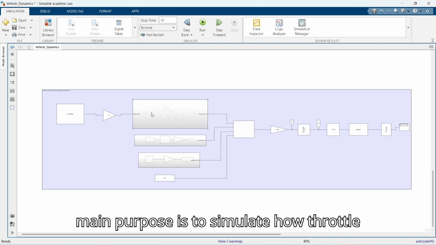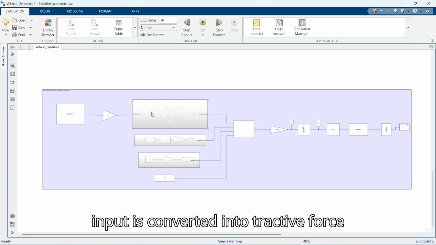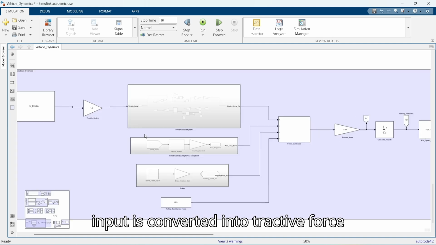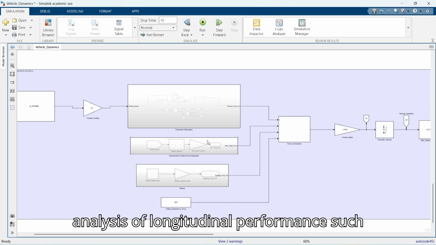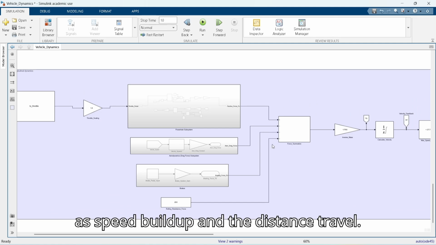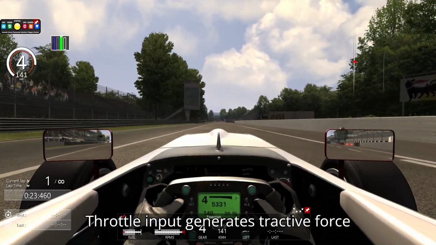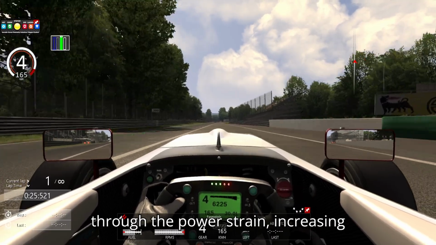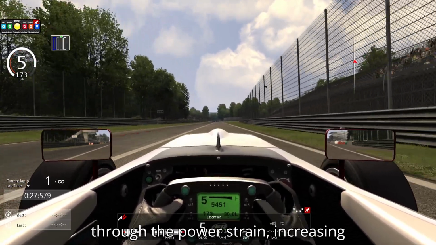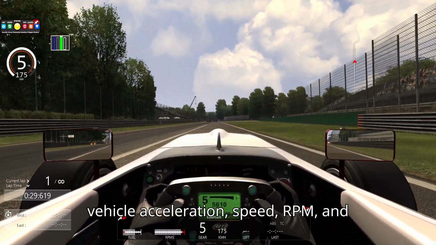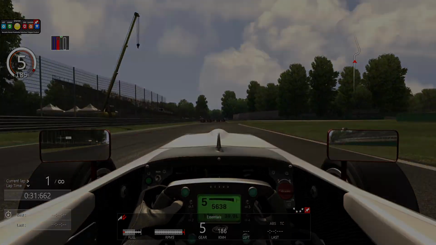This block represents the vehicle powertrain and longitudinal dynamics. Its main purpose is to simulate how throttle input is converted into tractive force and vehicle acceleration, allowing analysis of longitudinal performance such as speed buildup and the distance traveled. Throttle input generates tractive force through the powertrain, increasing vehicle acceleration, speed, RPM, and gear changes.